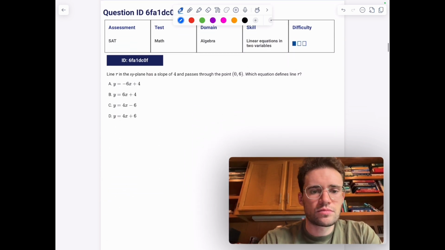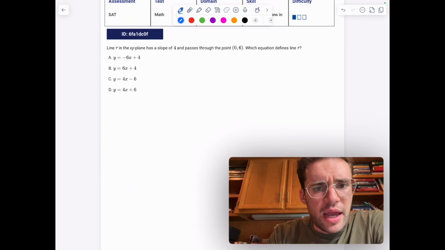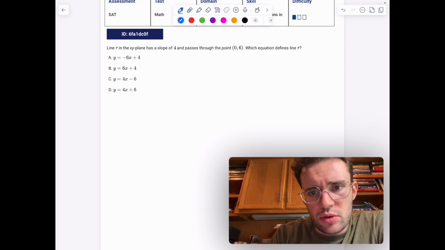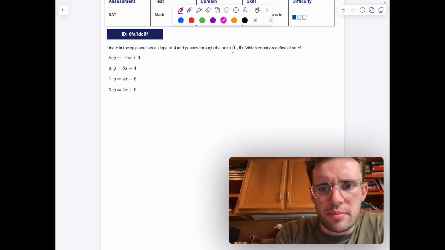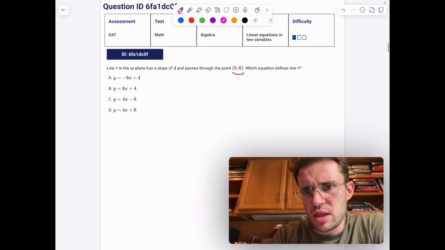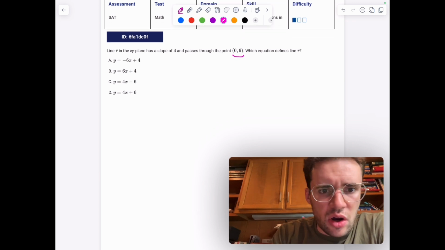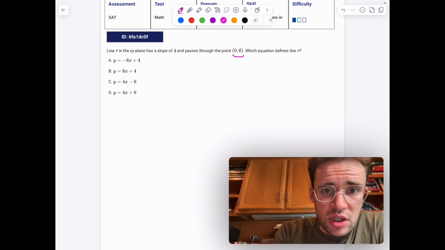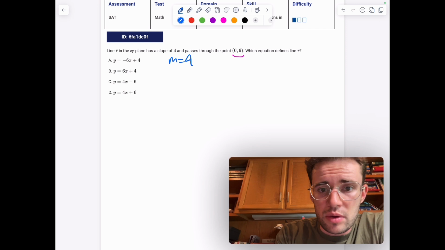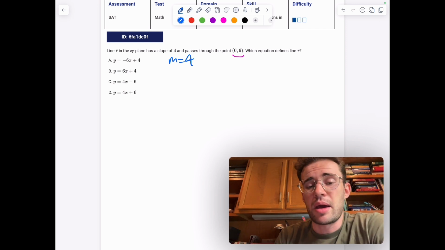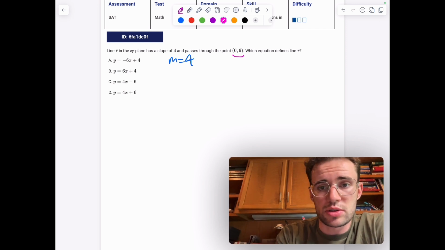they gave us. Line R in the xy plane has a slope of 4 and passes through the point 0, 6. Again, they gave us the y-intercept. Maybe that's what the SAT likes to do, at least for the medium difficulty ones. Which equation defines R? All right, so again, they gave us the slope. Actually, the other one, you had to at least know what parallel line meant. So in this case, they literally just gave you the slope, which is nice.